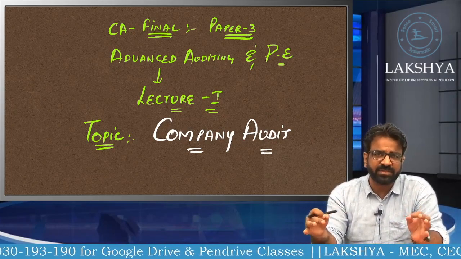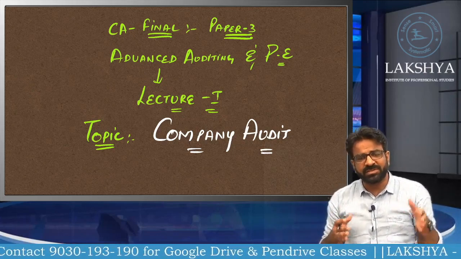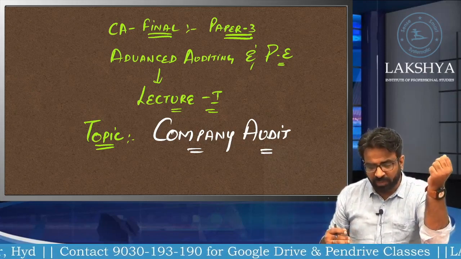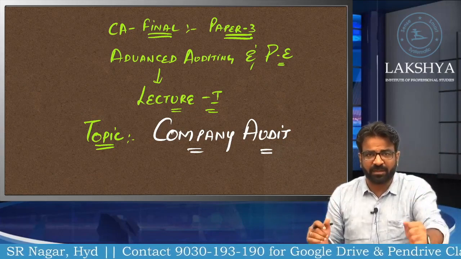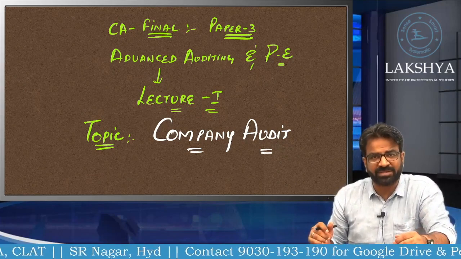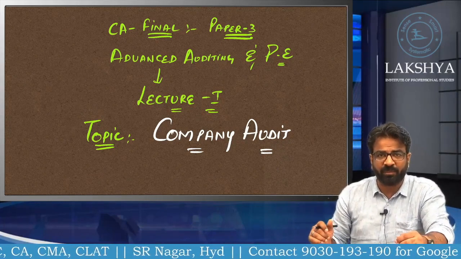most of the portion is same. You can say rather 100% of the portion is same, but yes, when it comes to CA Final, as the name suggests that it is advanced auditing, so we have to complete this topic called company audit in a more advanced manner. So without wasting our time, let us start with lecture number 1 for the CA Final Paper 3, Advanced Auditing and Professional Ethics.